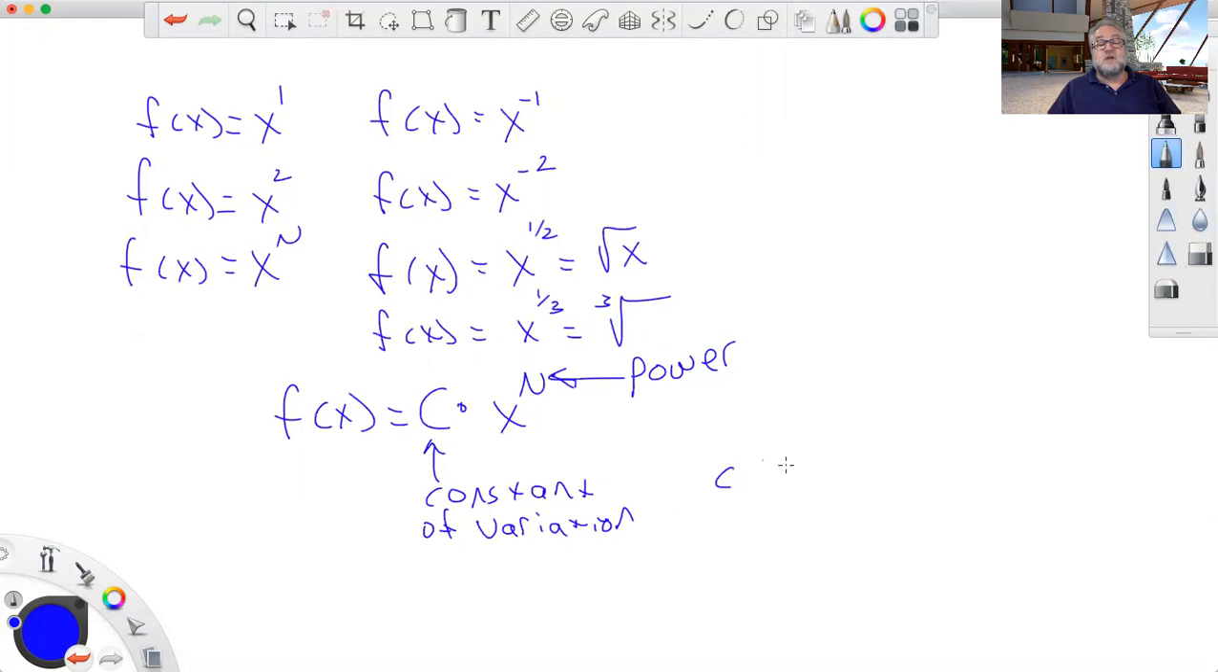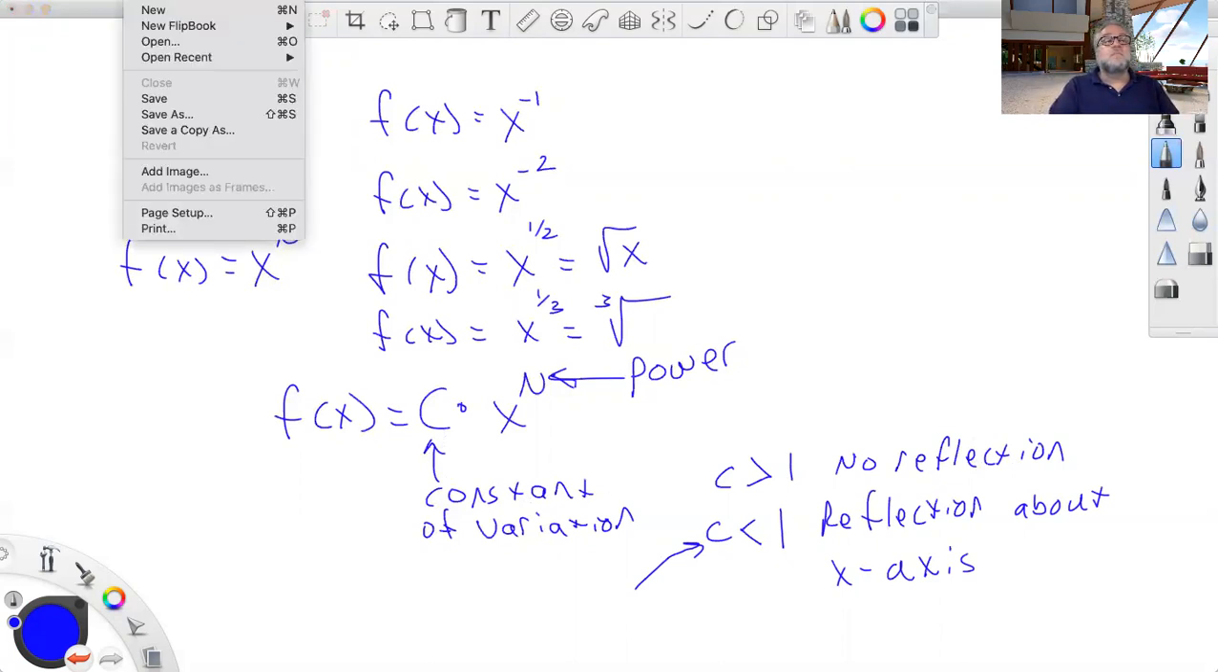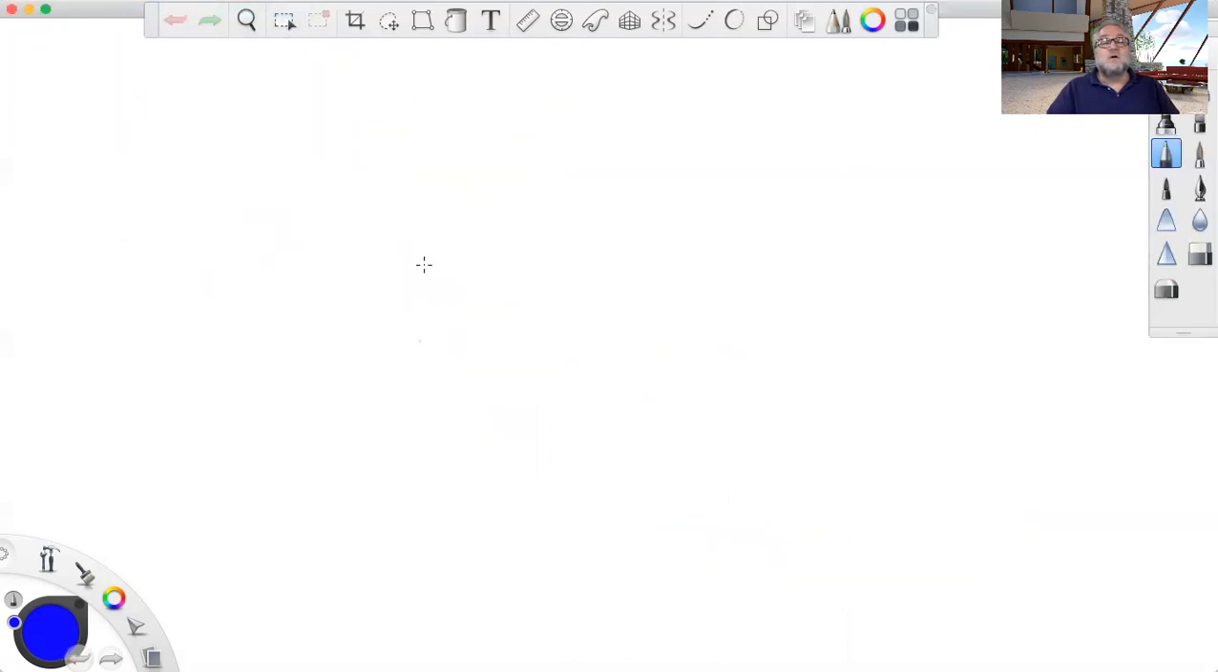If the constant of variation is positive, then nothing happens. No reflections. But if the constant of variation is negative, then this means we have a reflection. If you remember when we talked about this in chapter 1, about the x-axis. And this is important. If you got a negative number out here, then really this function is flipped over around the x-axis, okay?